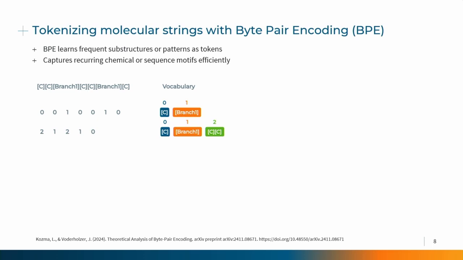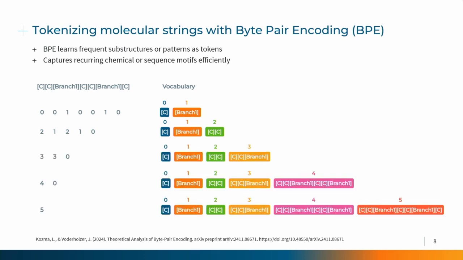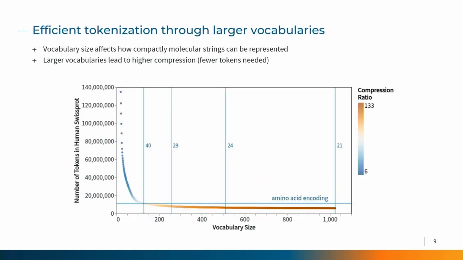These iterations go on until we reach the maximum vocabulary size that we predefined before. And at the end, in this case, we end up with a vocabulary that has 6 tokens, and we can represent the whole SELFIES sequence as just 1 token. So you would already get an idea that byte pair encoding is a compression algorithm.